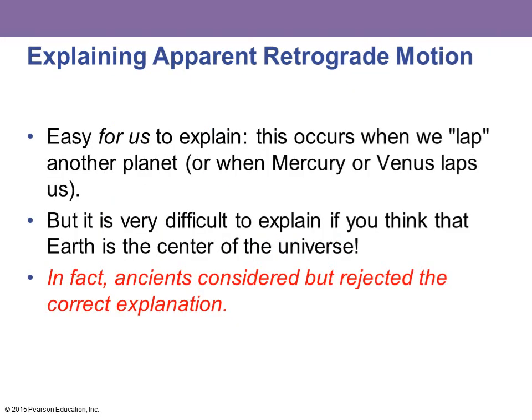So it's easy for us to explain because if the sun is at the center of the solar system and we're just one of many planets, then it's possible for one planet to lap the other. But it's very difficult to describe if Earth is at the center of the universe. In fact, pretty much impossible.